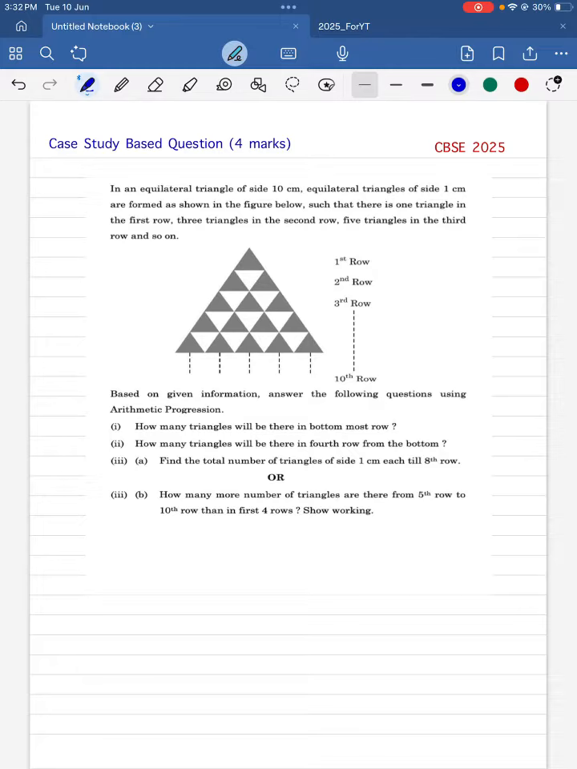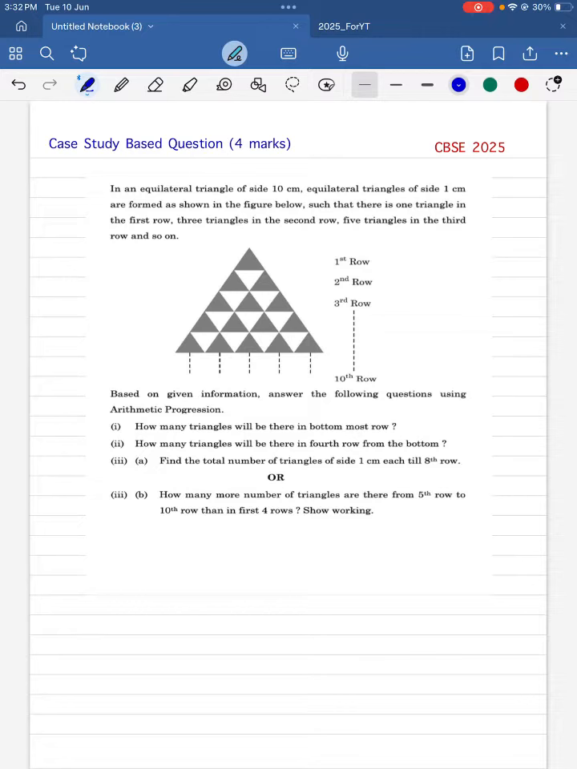In this video, I'll be doing a case-based question for 4 marks from the CBSE 2025 board paper. Now the question is, in an equilateral triangle of side 10 centimeters, equilateral triangles of side 1 centimeter are formed as shown in the figure below, such that there is one triangle in the first row, 3 triangles in the second row, 5 triangles in the third row, and so on. Now based on the given information, answer the following questions using arithmetic progression.